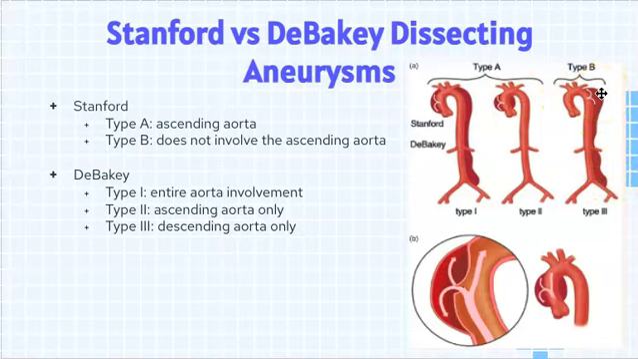And then DeBakey has 3 types. Type 1 is going to involve the entire aorta. Type 2 is going to involve just the ascending aorta. And then type 3 is going to just involve the descending aorta. Again, I don't know if this is going to be on the registries, but it wouldn't hurt to know this chart.